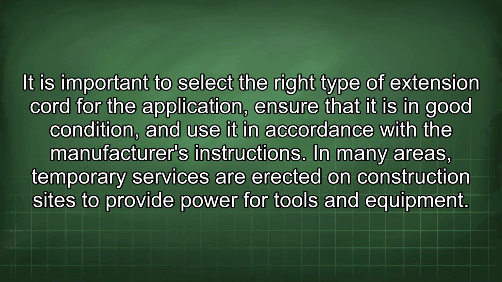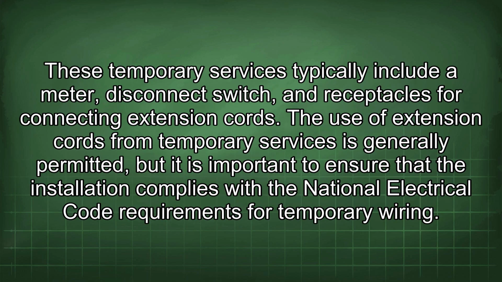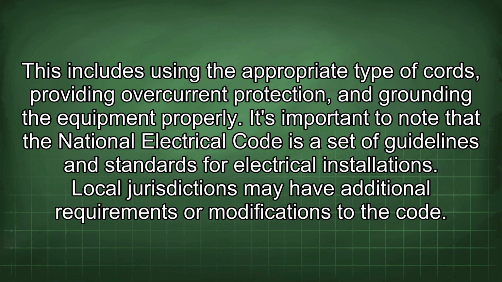In many areas, temporary services are erected on construction sites to provide power for tools and equipment. These temporary services typically include a meter, disconnect switch, and receptacles for connecting extension cords. The use of extension cords from temporary services is generally permitted, but it is important to ensure that the installation complies with the National Electrical Code requirements for temporary wiring. This includes using the appropriate type of cords, providing overcurrent protection, and grounding the equipment properly.